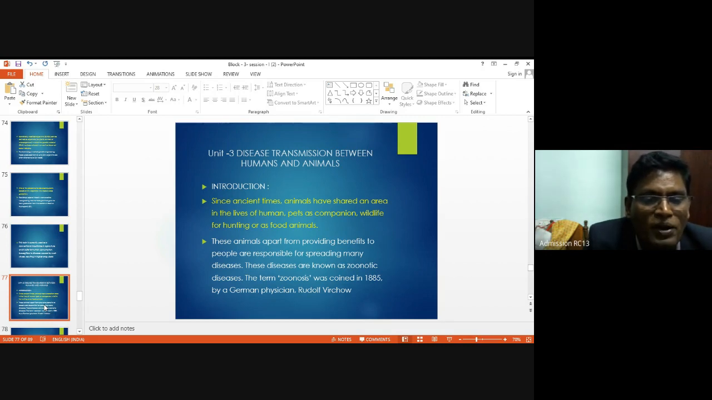These animals, apart from providing benefits to people, are responsible for spreading many diseases. These diseases are known as zoonotic diseases. The term zoonosis was coined in 1885 by the German physician Rudolf Virchow.